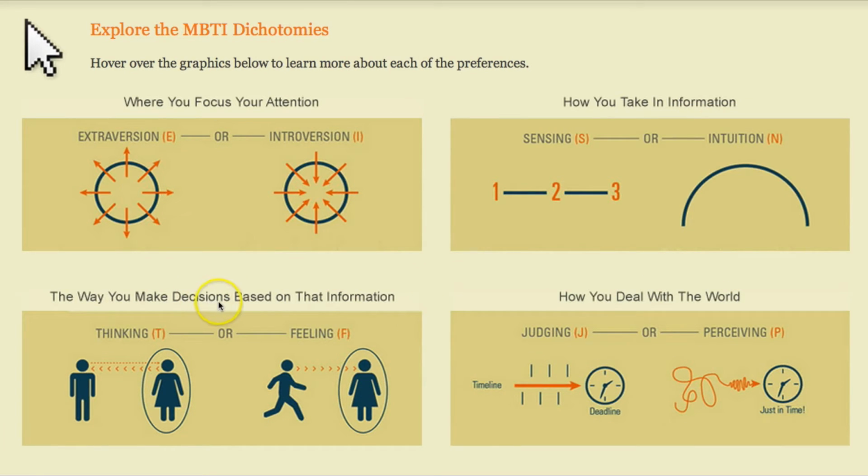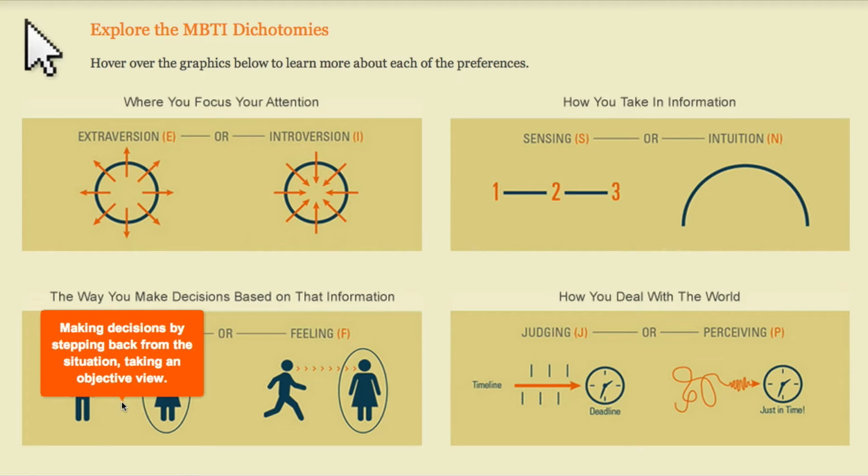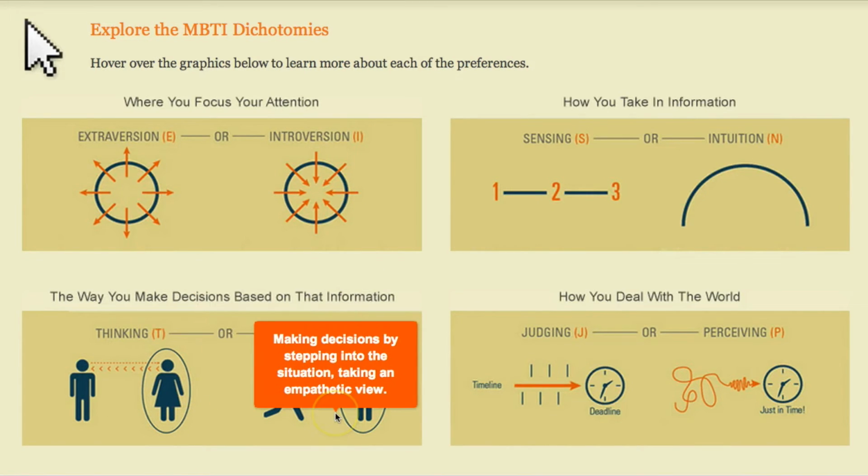A third dichotomy is the way you make decisions based on the information you took in. Thinking: these are people who like making decisions by stepping back from the situation and taking an objective viewpoint. So they apply impersonal analysis to problems. They naturally see flaws and tend to be critical. They are often motivated by a desire for achievement and accomplishment. Those who have a feeling preference make decisions by stepping inside the situation, taking an empathetic view. They consider the effect of actions on others. They naturally like to please others, show appreciation easily, and are often motivated by a desire to be appreciated.